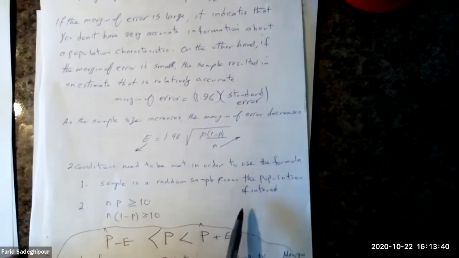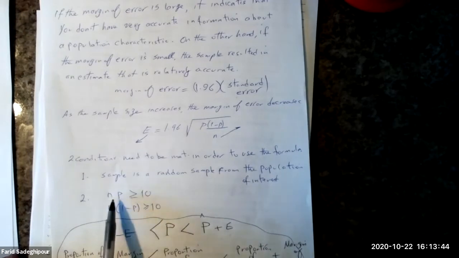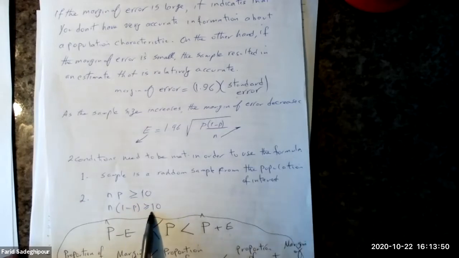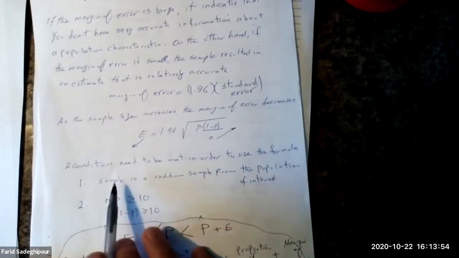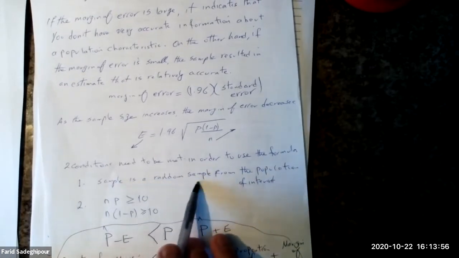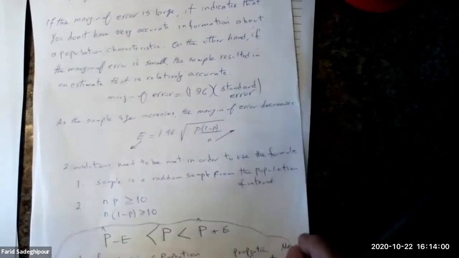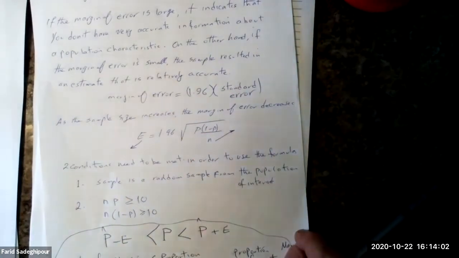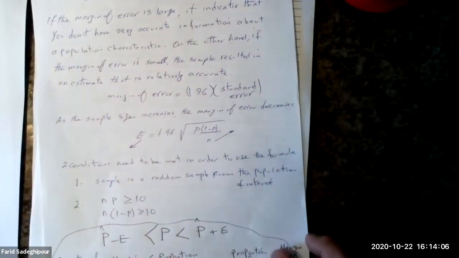There are 2 conditions for you to use this formula. One is you take the value of N and multiply by P, and that has to be greater than 10, and N times 1 minus P also has to be greater than 10. So the 2 conditions need to be met. The other is that when you take a sample, it has to be a random sample. Okay, you randomly select some people. You don't go to a particular area where you already know people are going to vote. You don't do that. You randomly select numbers.